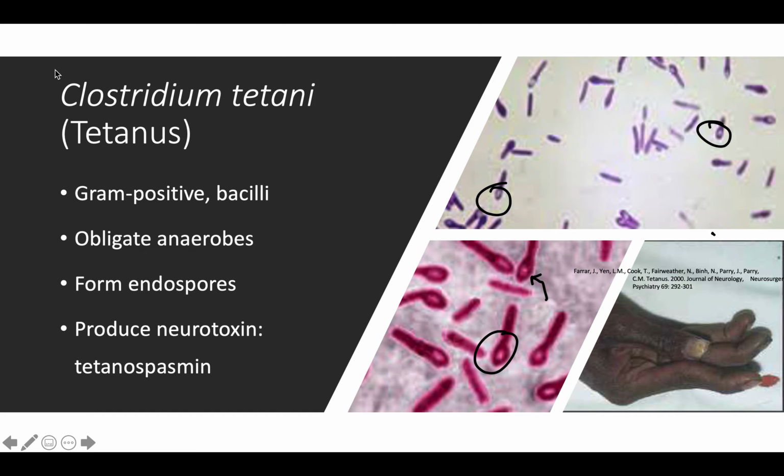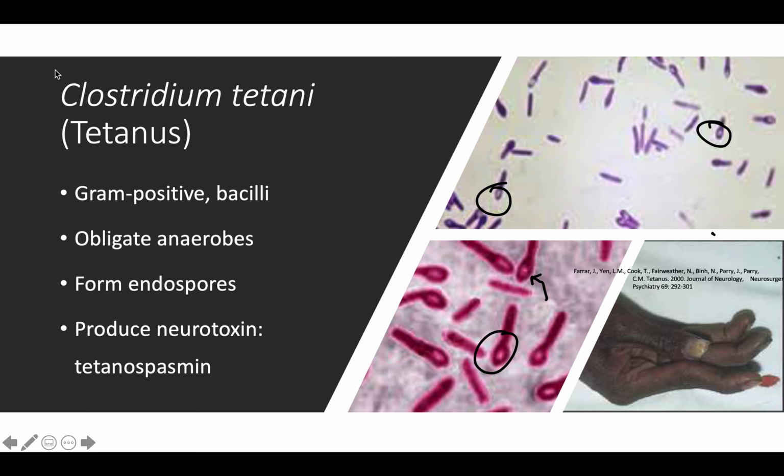Before I go into that, I do want to give just a few characteristics of the bacteria. Clostridium tetani are gram-positive bacilli, which means that they are in that rod-shaped form. You can see that in the photos that I provided on the right-hand side. At the end, you can see that they have this bulb, and it looks a bit like a drumstick. That drumstick appearance at the end is actually endospores.